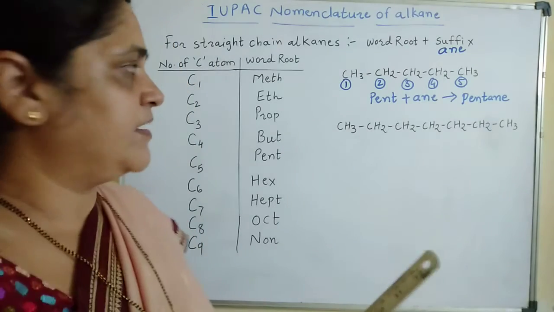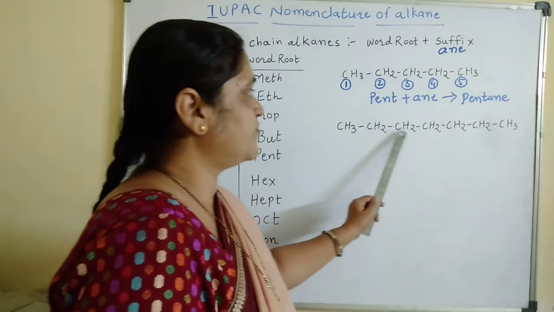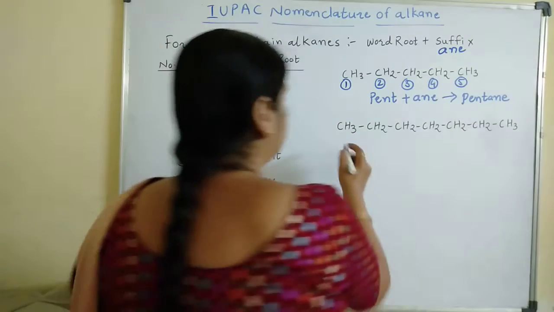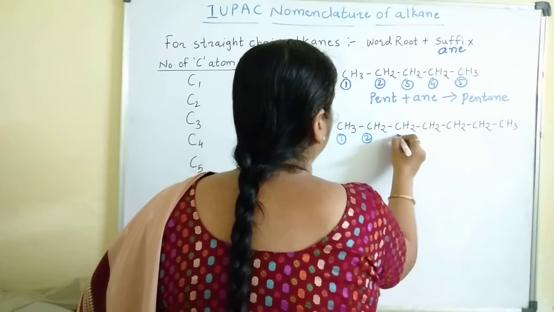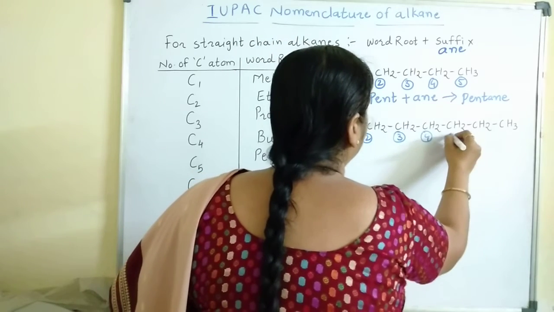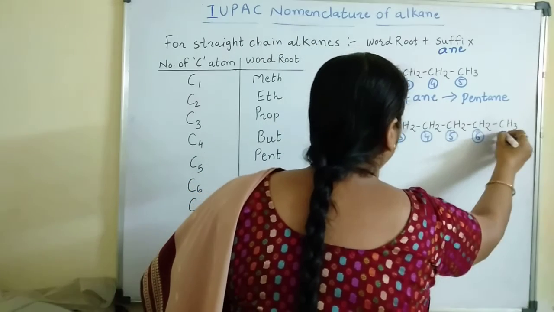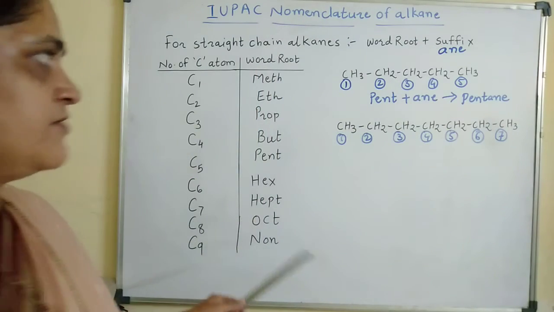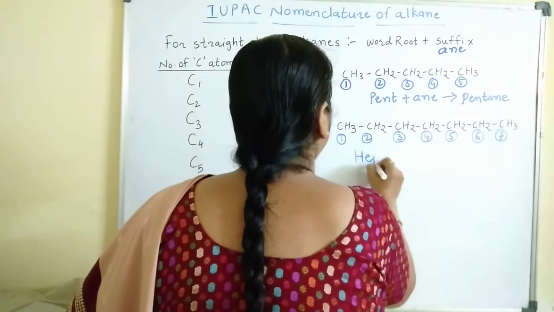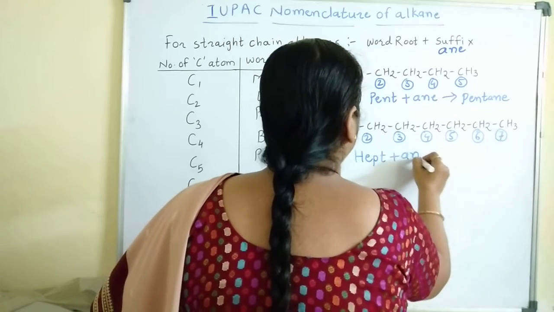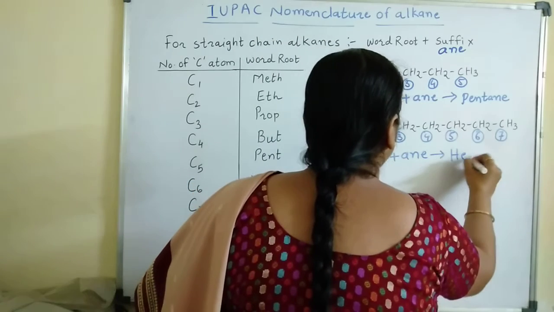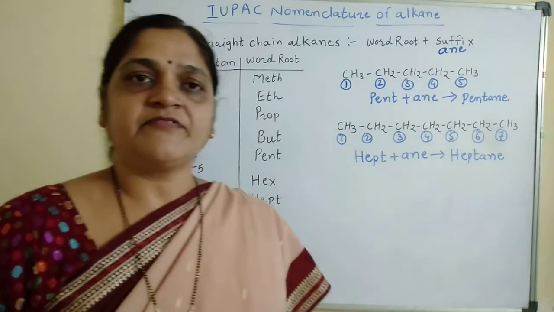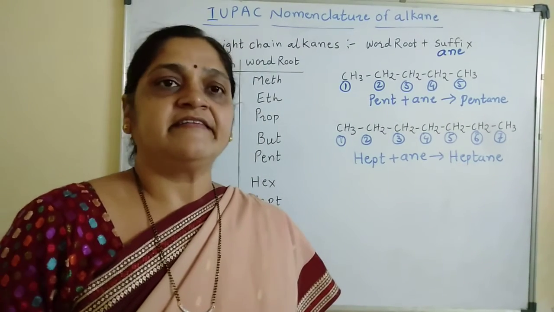Now in the second example, CH3, CH2, CH2, CH2, CH2, CH2, CH3. I am numbering this carbon chain 1, 2, 3, 4, 5, 6 and 7. Here 7 carbon atoms are present, so our word root is hept. So the name will be hept plus ane, that is equal to heptane. In this way, we can write the IUPAC names of straight chain alkanes.